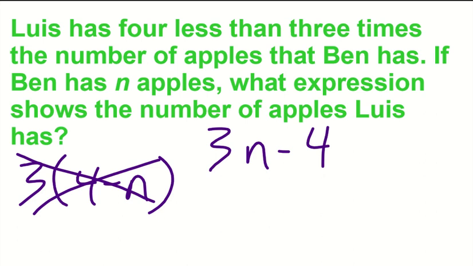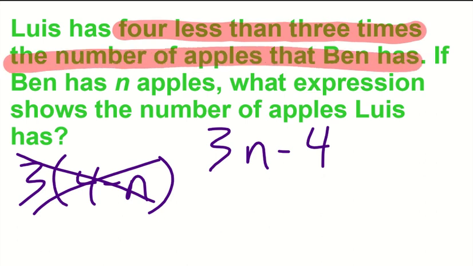All right, I can see from here, a few of y'all had parentheses, okay? Here's why this one does not have parentheses. It says 4 less than 3 times the number of apples Ben has. So what's getting multiplied by 3? Just the number that Ben has, just the n, okay? The 4 less is being taken from that. Everybody kind of follow on the difference?